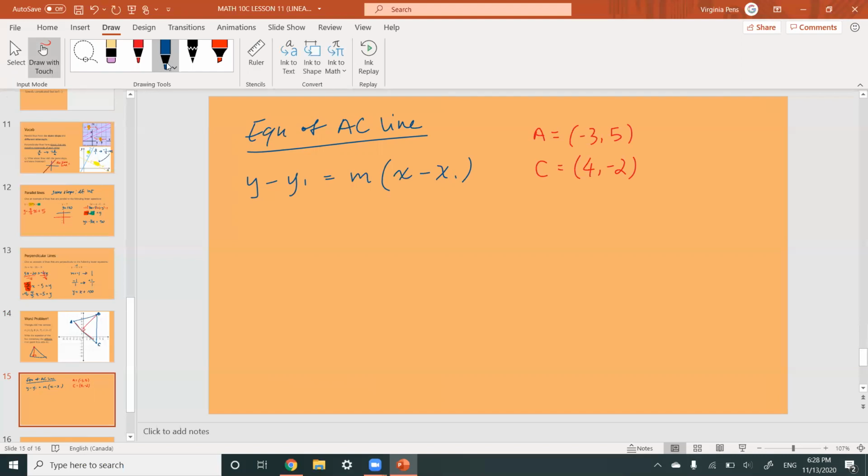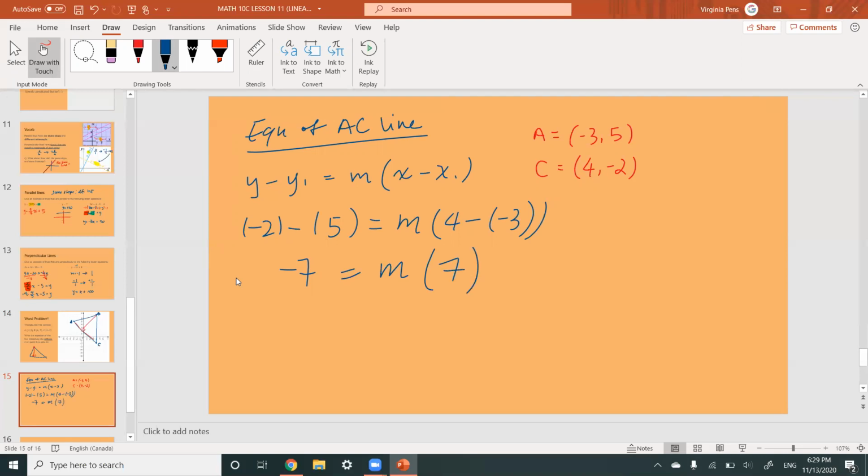All right, so let's sub those points in. y2, let's use C. So we have -2 minus y1, which is 5, equal to m, which we don't know, times x2, which is 4, minus -3. Okay, now let's do some calculations. -2 minus 5, what's that? Negative minus positive is even more negative, which becomes -7. The slope, we don't know, but in the brackets, we can calculate 4 minus -3. Minus a negative is positive, so it's really 4 plus 3, so it becomes 7.